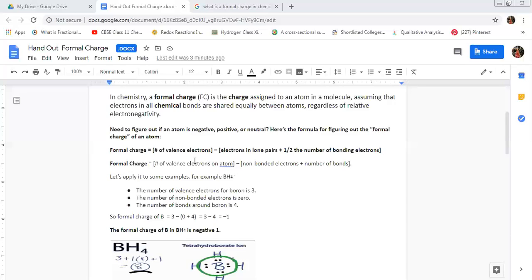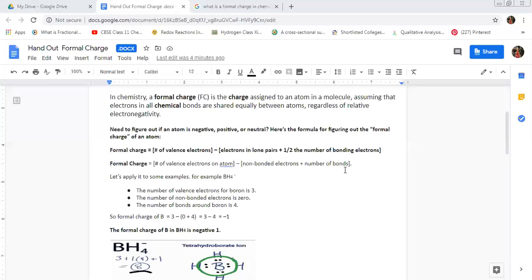You can also calculate the formal charge by using the other version of it, that is formal charge is equal to number of valence electrons of an atom minus non-bonded electrons, or you can say lone pairs. Whenever the electrons are not bonded, they are termed as lone pairs, and whenever they are bonded, they are termed as bond pairs. So number of lone pairs plus number of bonds, that is the total number of bonds formed by a particular atom. Like suppose if I say sulfur is forming 4 bonds, that means I'll write plus 4. If it is forming 6 bonds, I'll write plus 6.